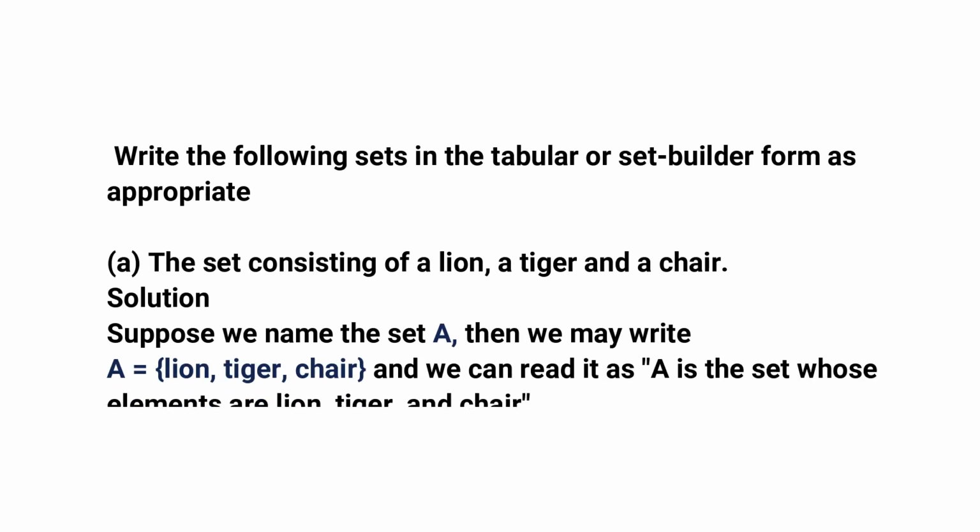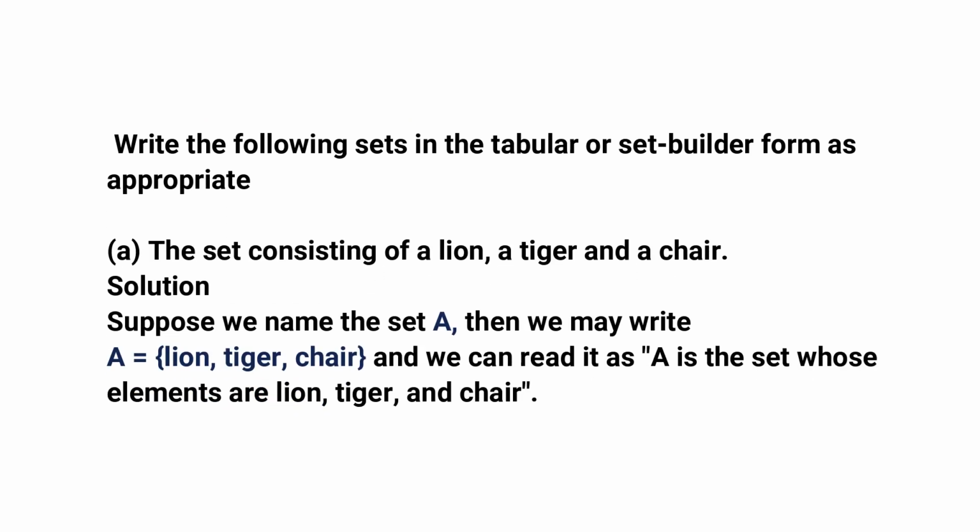Let us consider some examples. Write the following sets in the tabular form or set builder form as appropriate. The set consisting of a lion, a tiger, and a chair. Now, the solution to that will just be that we define a set A, we call it capital letter A, and then the elements in that set A are the lion, the tiger, and chair. And we can read it as A is the set whose elements are lion, tiger, and chair.